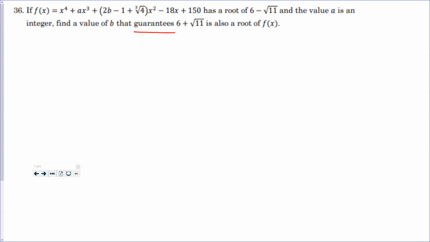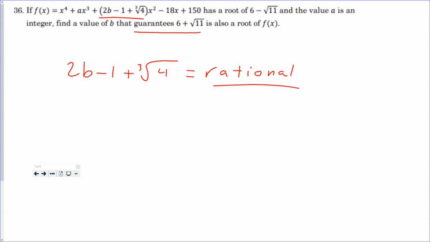The only thing that will guarantee that 6 plus the square root of 11 is a root of this f of x polynomial is if all your coefficients are rational numbers, because that makes the irrational root theorem work. So you need all your coefficients to be rational numbers. That means I need this 2b minus 1 plus the cube root of 4 to equal some rational number. So I'm going to solve for b that makes it a rational number.